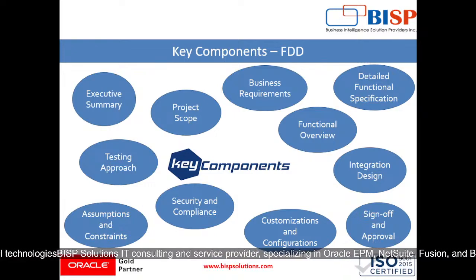Then comes integration design. The purpose of making integration design is to describe the data flow and integration with other systems. The content involved in the integration design is source and target systems, data mapping and transformation data, API specification and file formats if applicable, and integration points and frequency of data transfer.